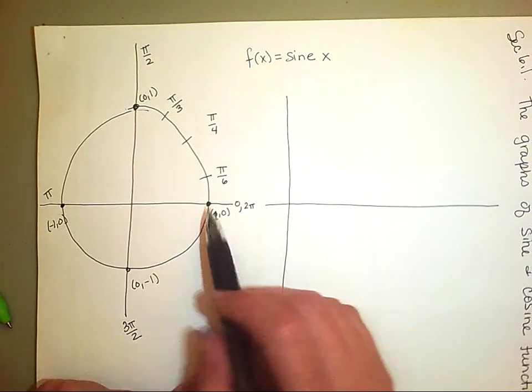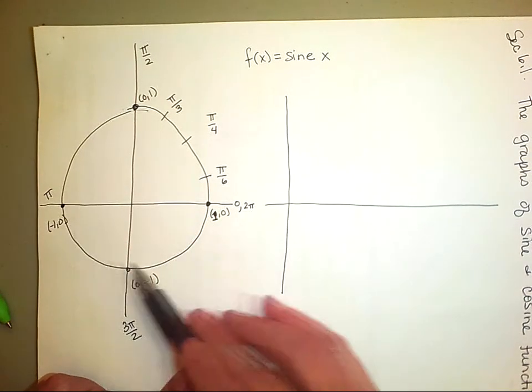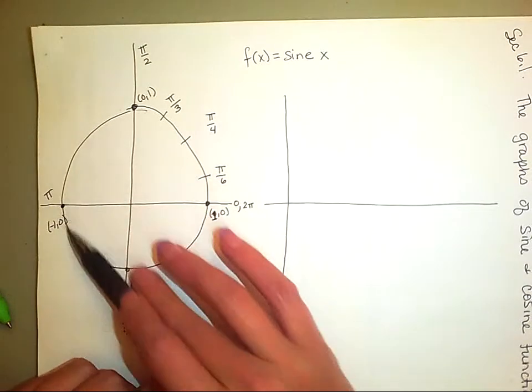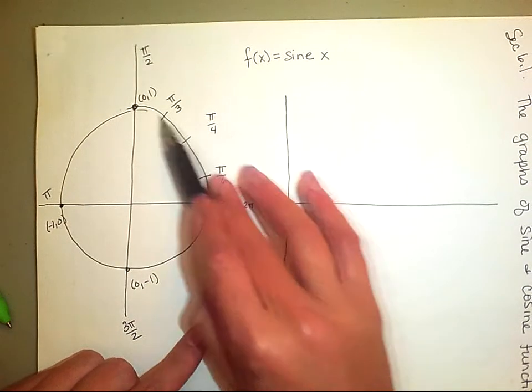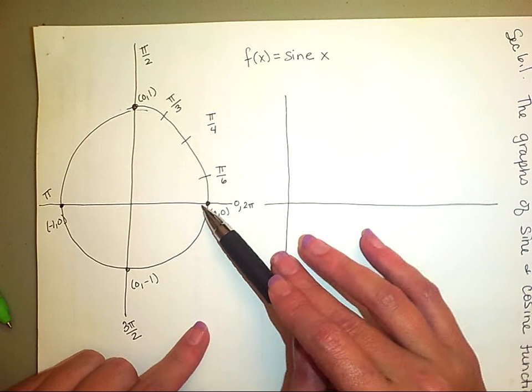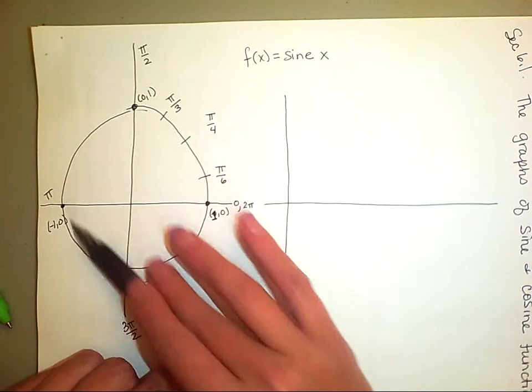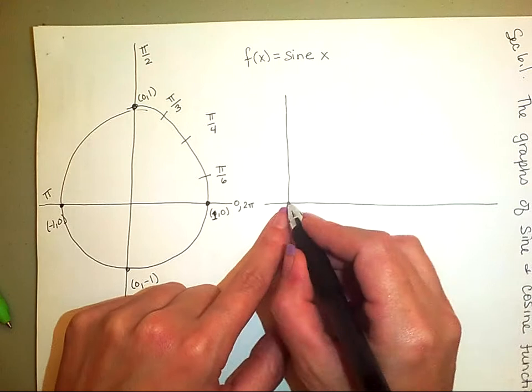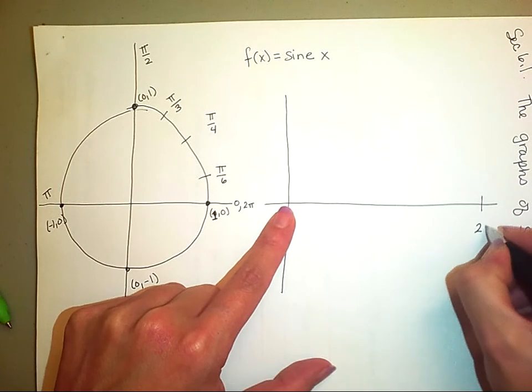Once I've gone all the way around to 2 pi, if I keep going around the circle, I'm going back over the same exact pattern. So let's see if we can figure out what will happen in one looping, because that will be the pattern. So I want to graph up until 2 pi.